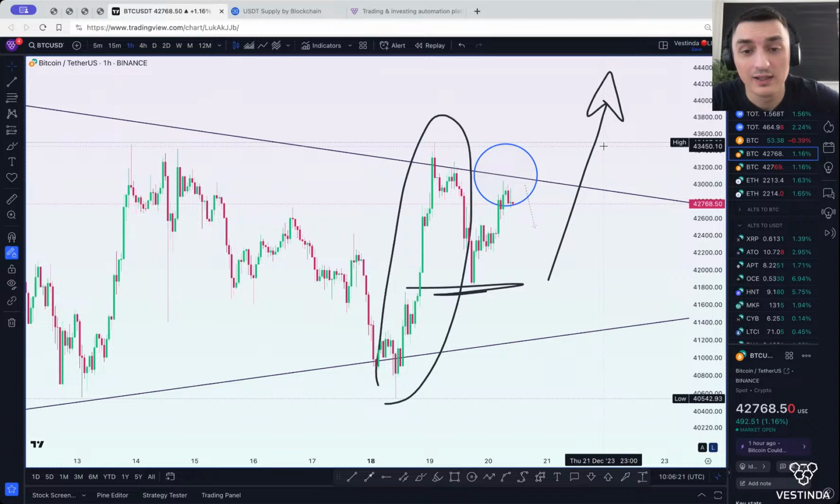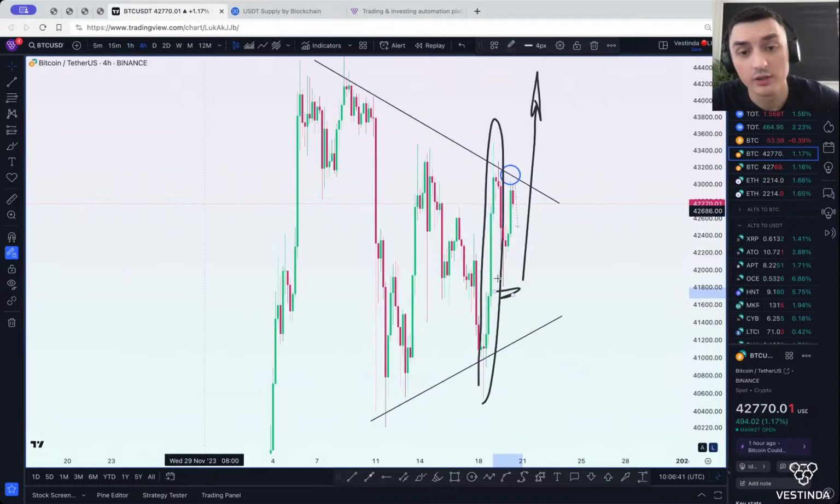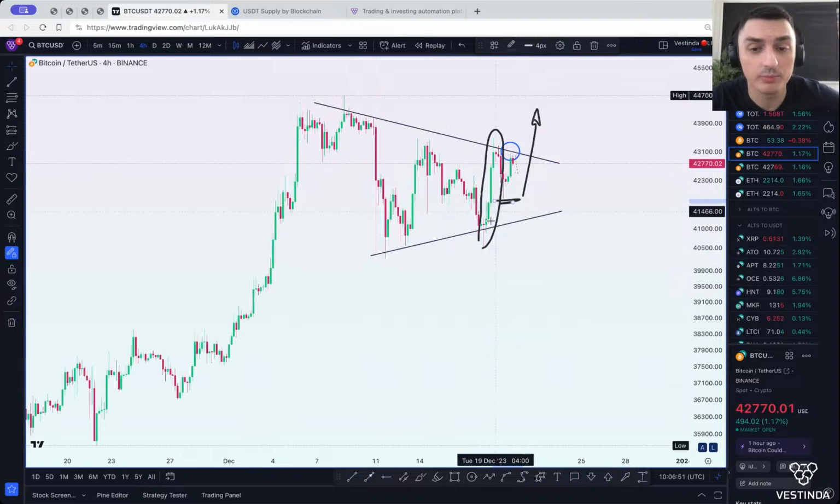So if you guys are waiting for Bitcoin to have an entry, it's probably your entry, simply because of that triangle on the 4-hour chart. And if we're going to have another bounce here, that is probably going to be a good entry for midterm traders.